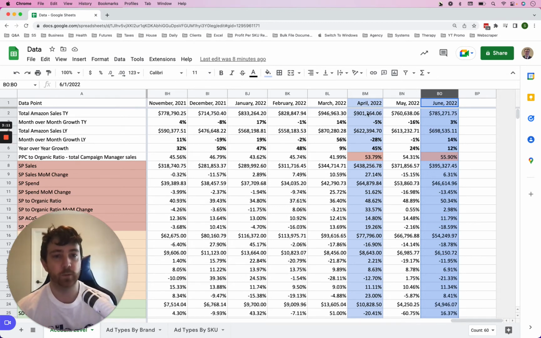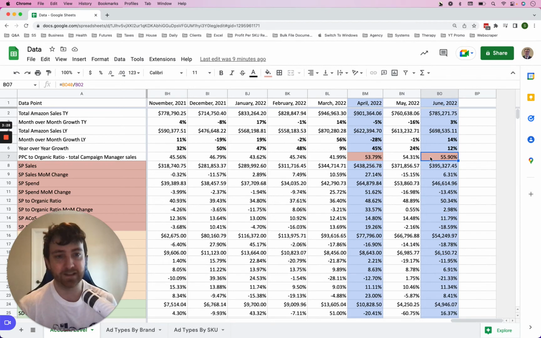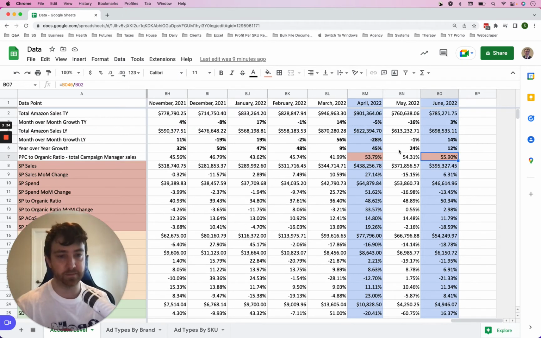So we did 901,000 in sales, 785,000 in sales in June. But what I really want you to look at is the PPC to organic ratio, 53% in April and 55% in June, right? Interesting that they're the same even though sales are lower. Let's go through some more metrics. The ones that are important to this video are going to be in red.